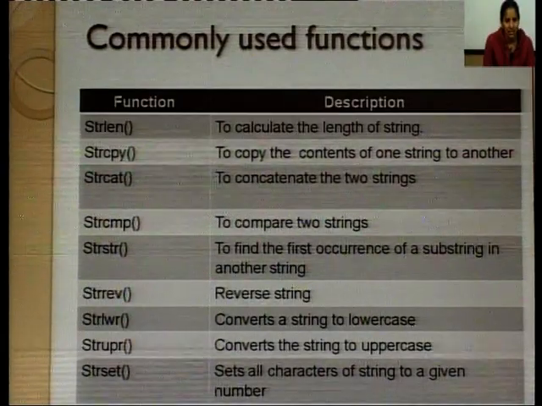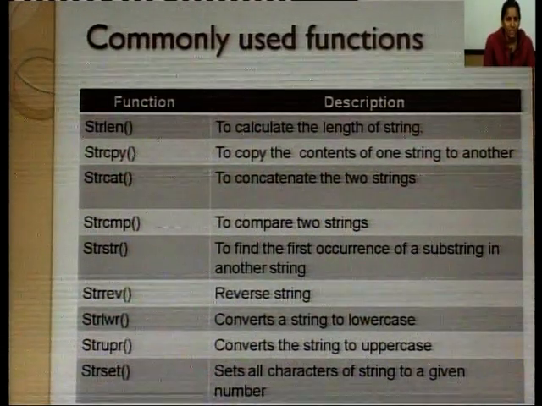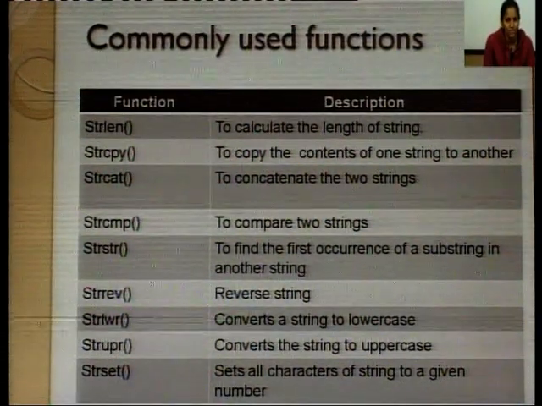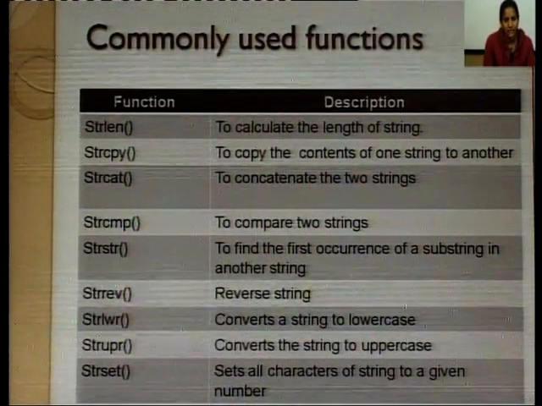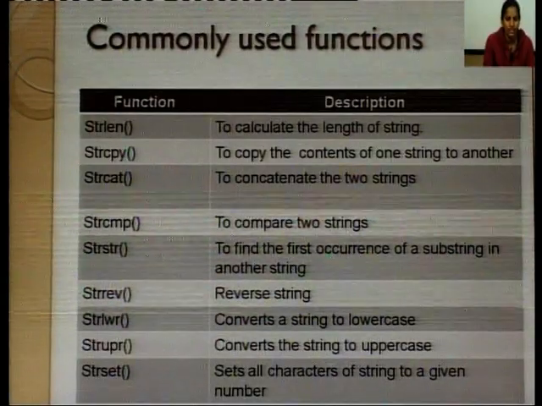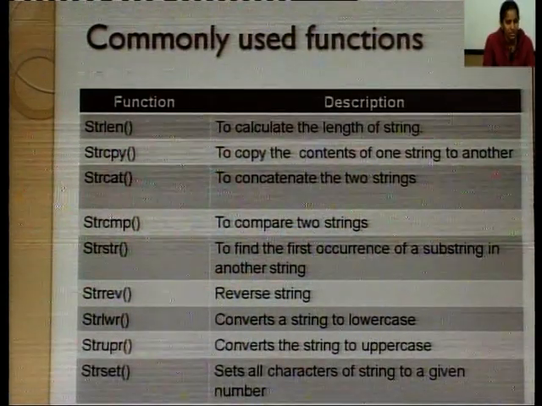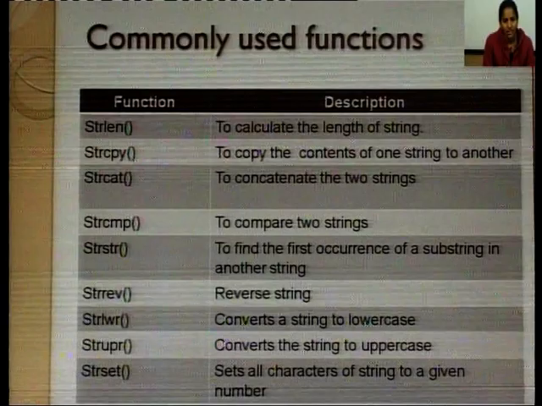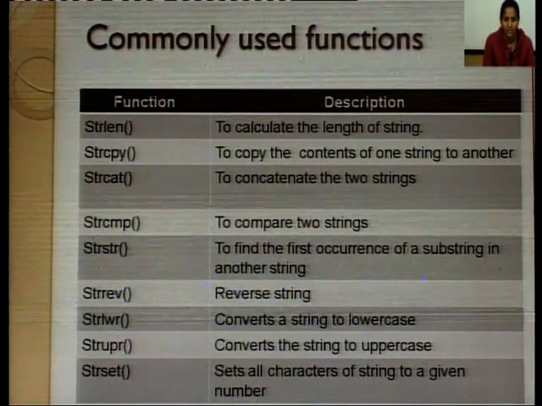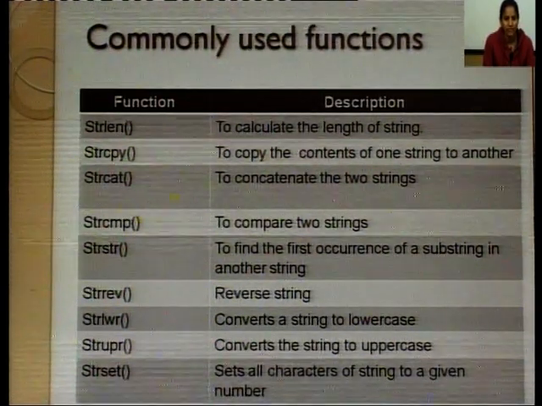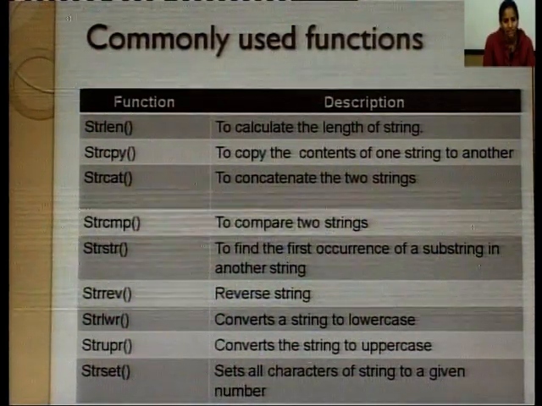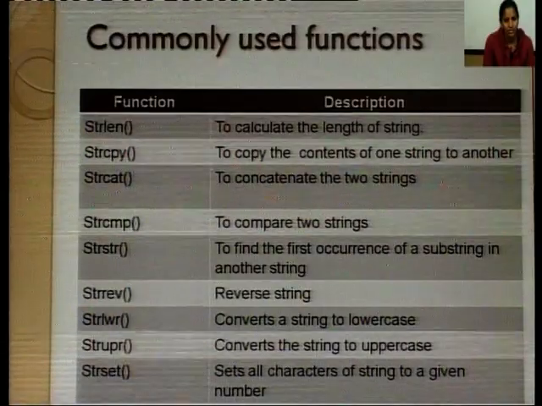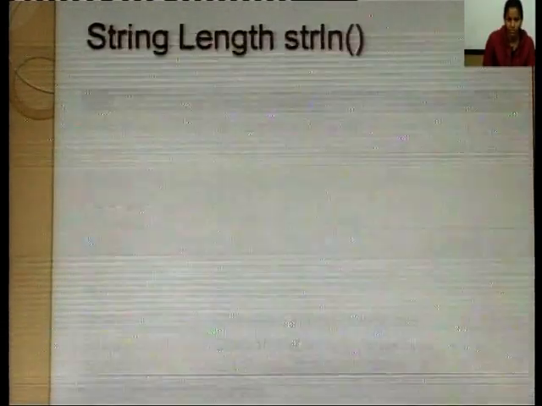Next one is strstr. It is used to find the first occurrence of a substring in another string. Next one is string reverse, to reverse the string. It will totally reverse the string, so the last character becomes the first character. Next one is string lower, to convert the string to lower case. Next one is string upper, to convert the string to uppercase. And next one is string set, which sets all characters of a string to a given character.